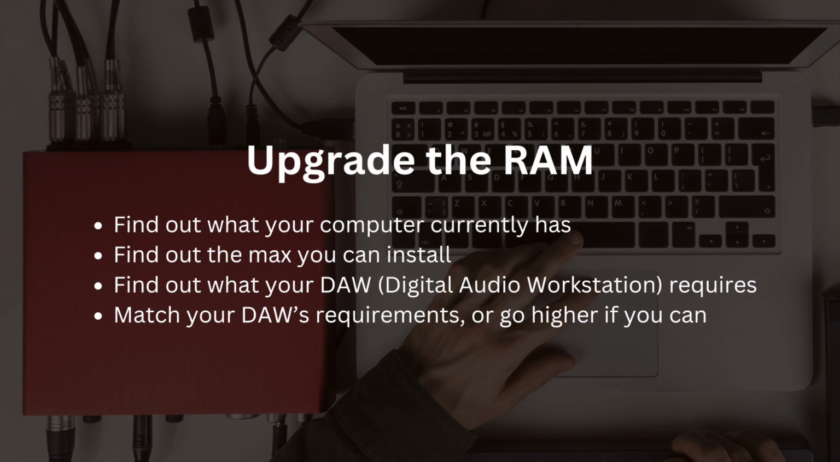So find out what RAM your computer currently has, and then find out what the Digital Audio Workstation, the DAW that you use, whether it's Pro Tools, Logic, Reaper, Studio One, find out how much RAM that requires, or what the minimum requirement is for that piece of software. You want to match whatever the requirements of that software are, but ideally go a bit higher if you can. So find out what your computer currently has, find out how much RAM you can install into your computer, find out what the software that you use needs, and then at least match it or go higher if you can.